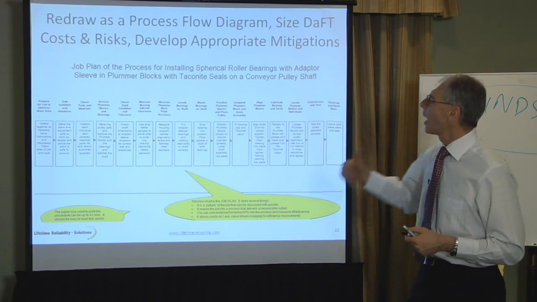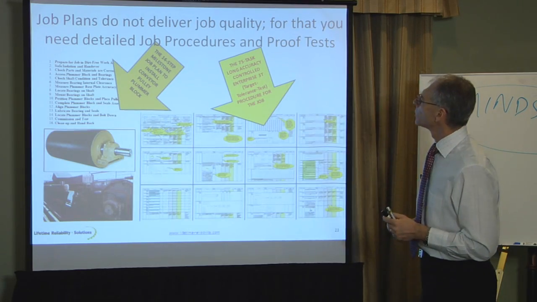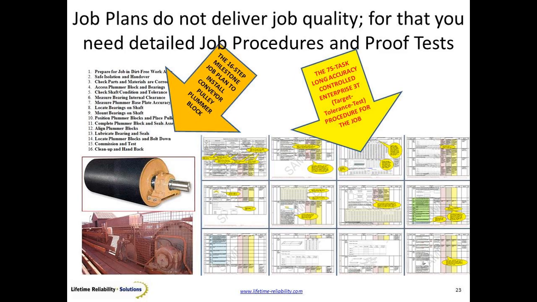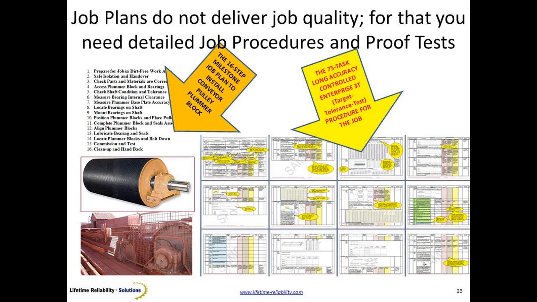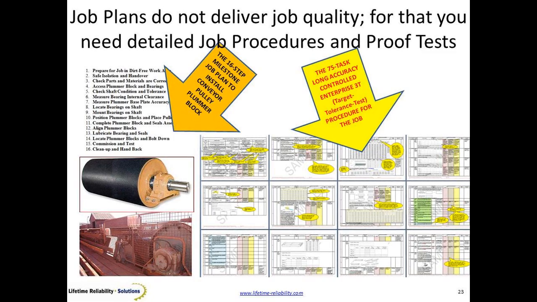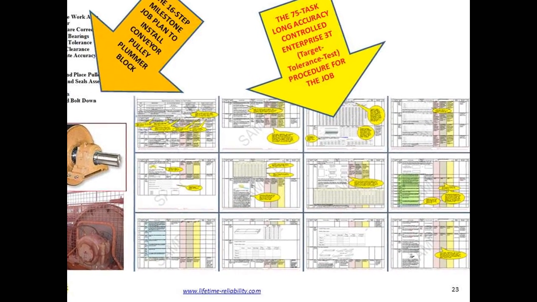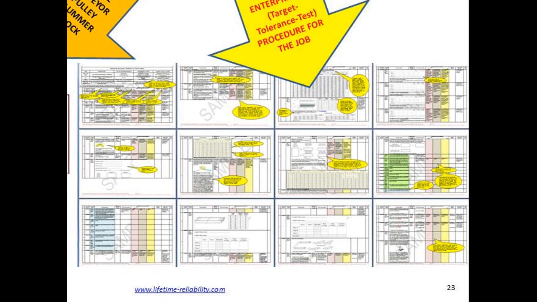Now we overcome that problem with one more step. We actually write job procedures. So job plans do not deliver job quality. For that, you need detailed job procedures and proof tests throughout the rebuild activities. So this 16-step job plan, when we turn it into a procedure, let me show you what happens.